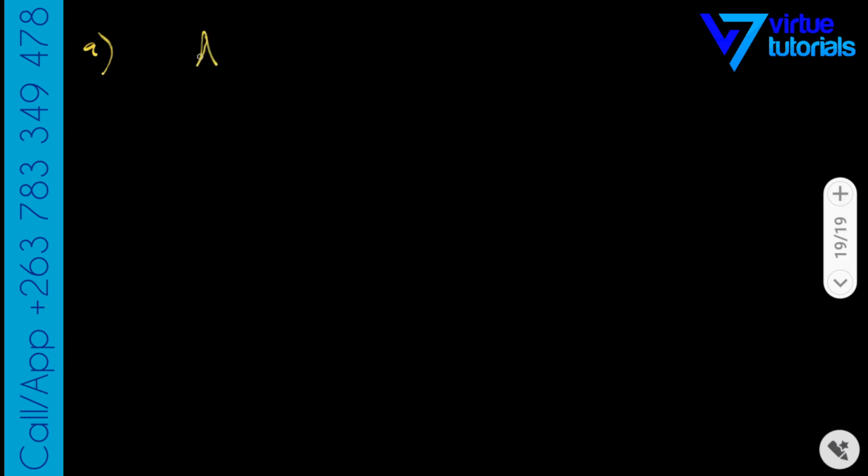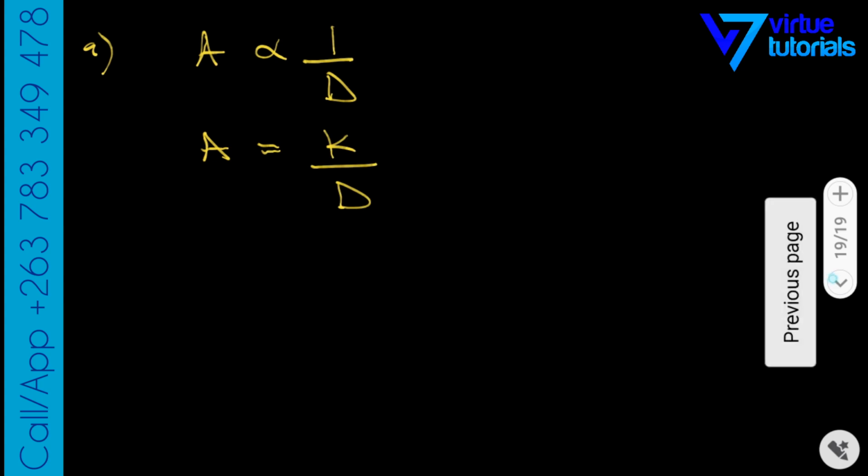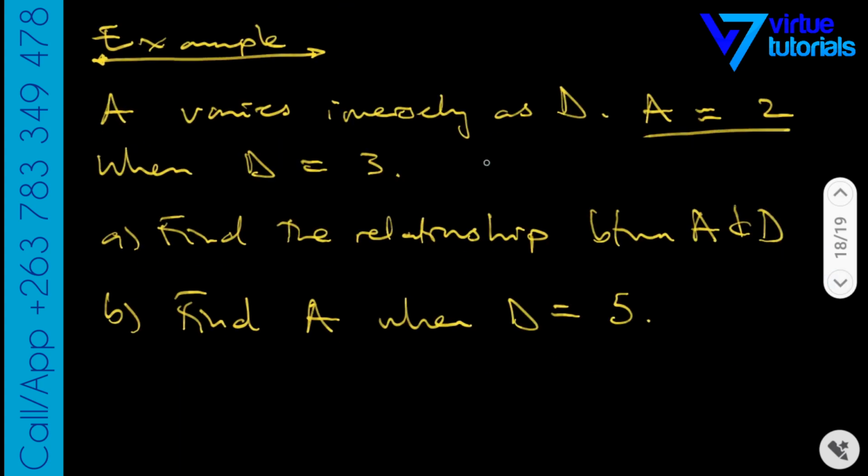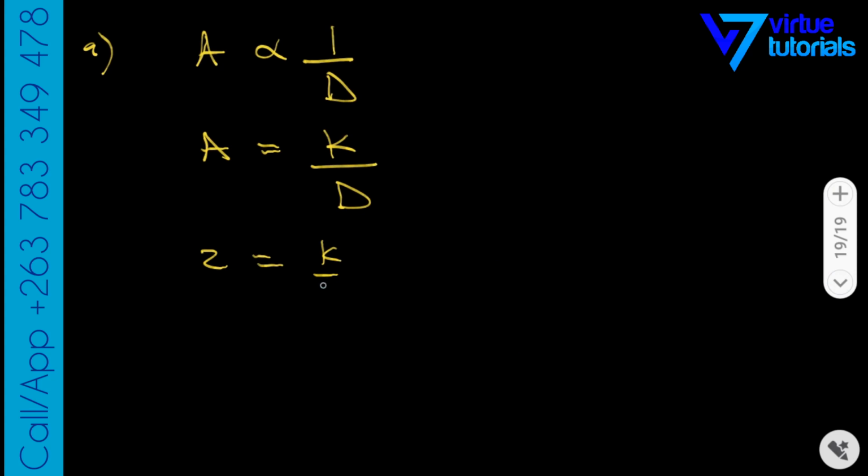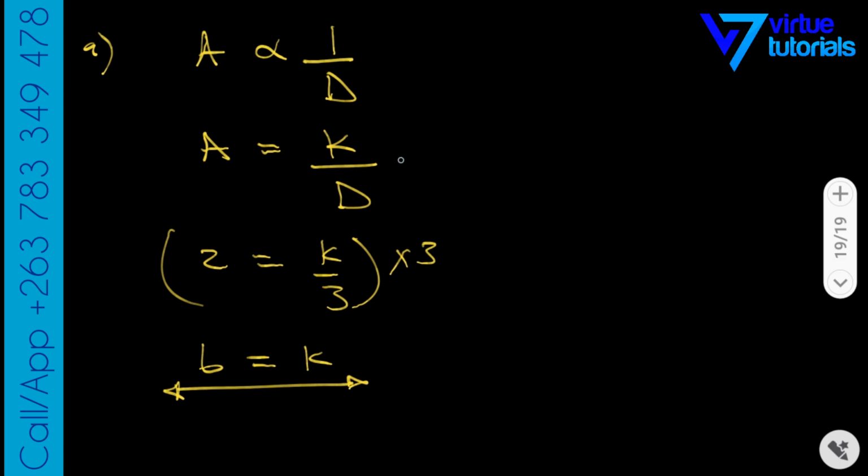So we know that A varies inversely as D. The next step is to introduce the constant. So A is equal to K over D, right? The next step is to find the value of the constant by substituting your values for A and D. So A is 2, D is 3. So 2 is equal to K over 3. To find K, we have to remove the denominator, 3. So we multiply both sides by 3. We get 6 is equal to K. So once we know our K, we can come back here and substitute for the value of K. So we can write A is equal to 6 over D. So this is our relationship.